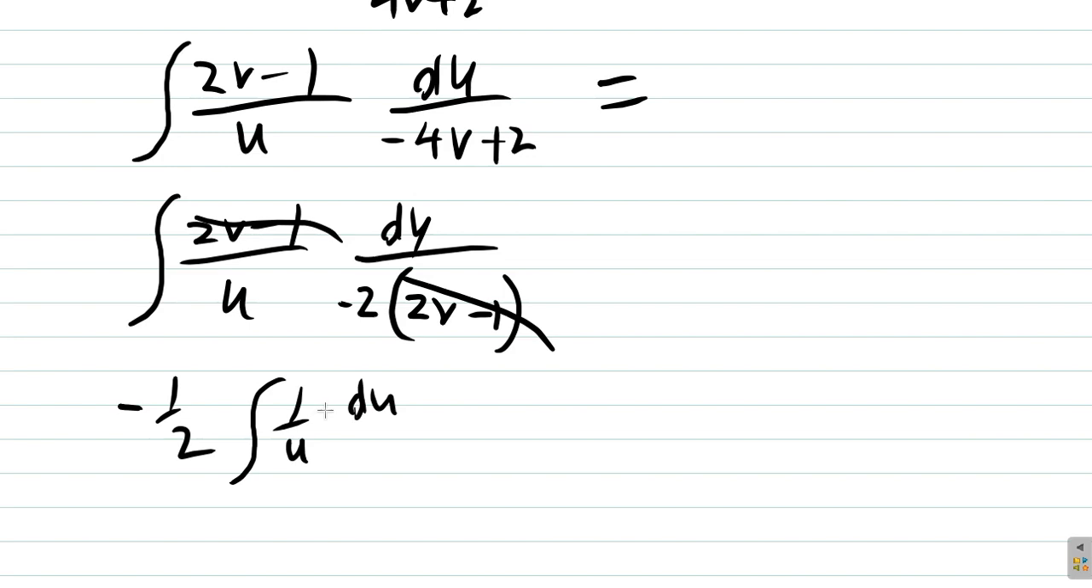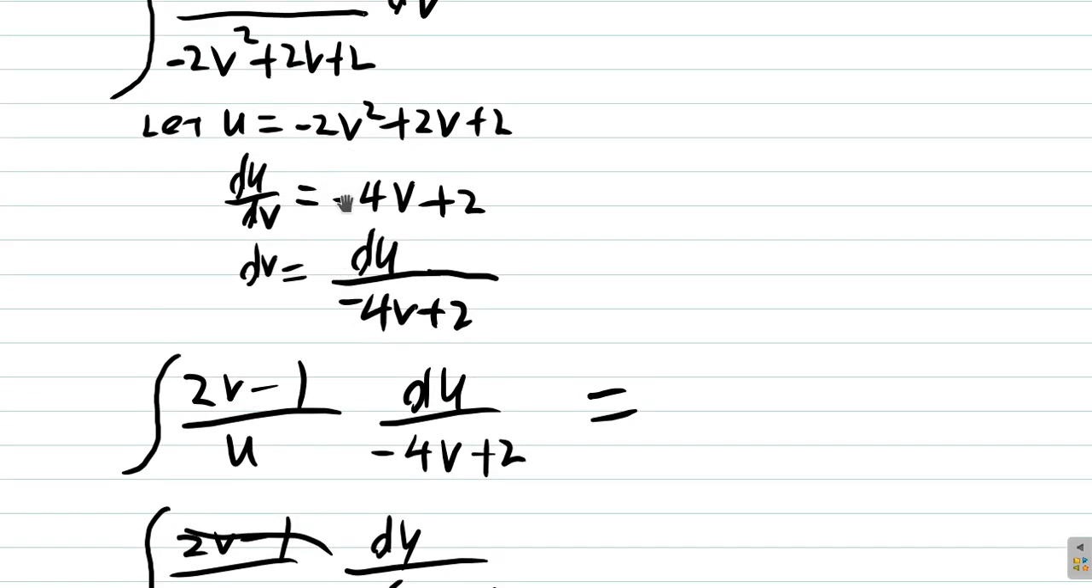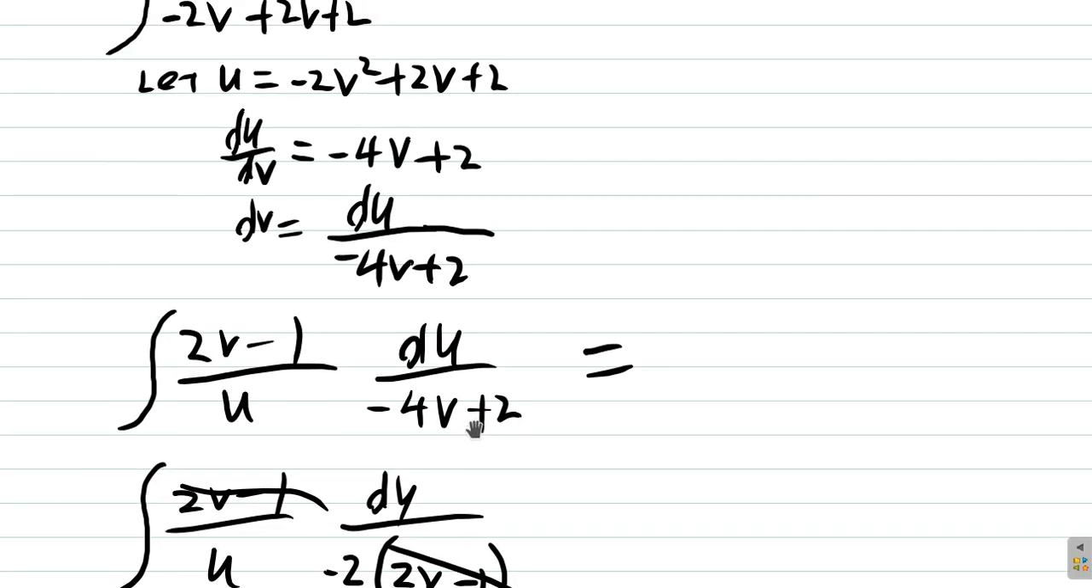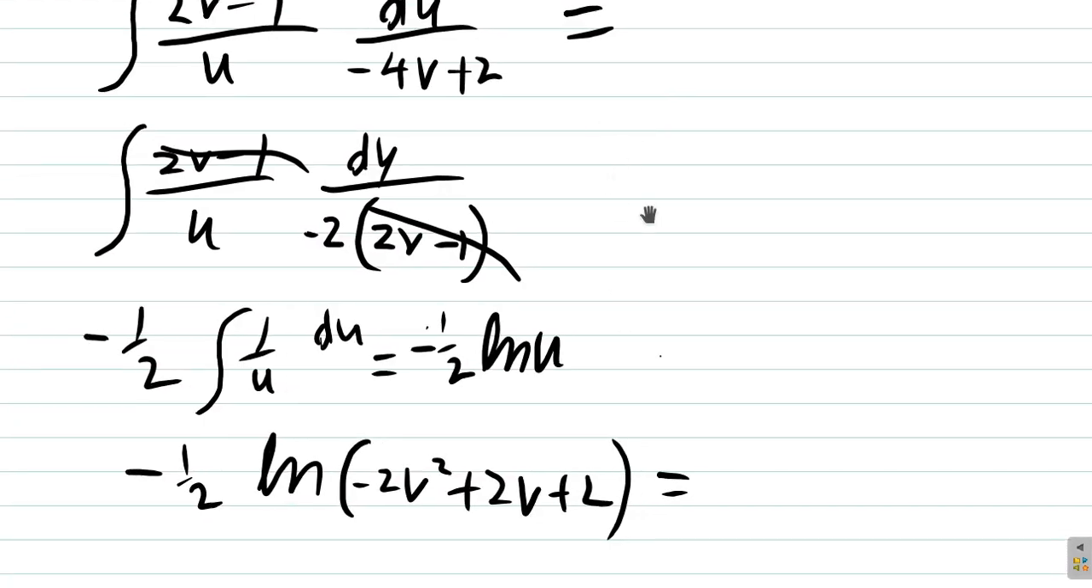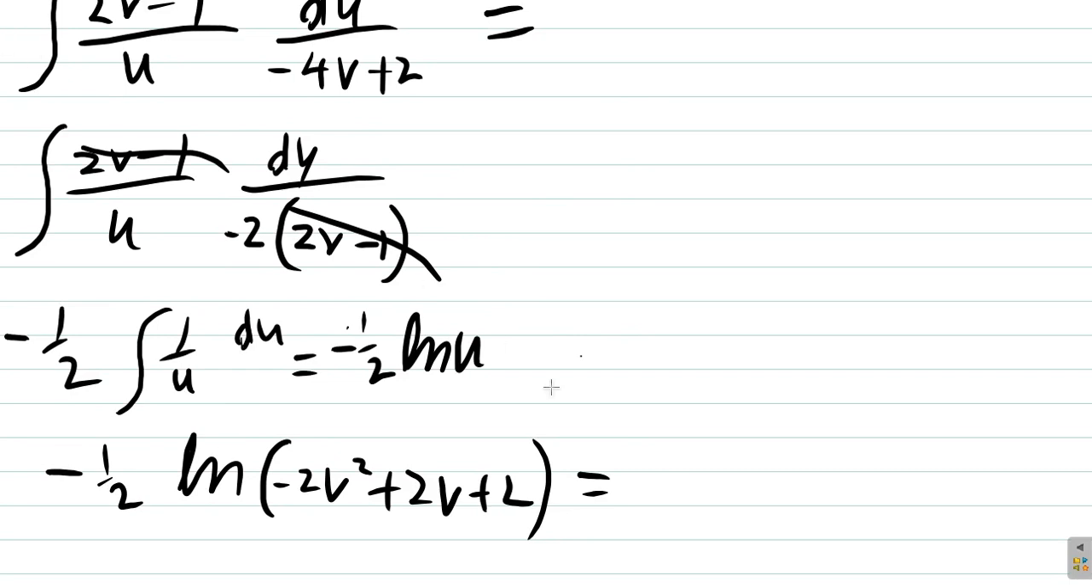Now, this is going to be negative half ln u. We won't put any plus c on the left hand side because we already have it on the right. So what we have, the integral is negative half ln u, but what was u again? U was negative 2v squared plus 2v plus 2. And what was this equal to again? Ln x plus c. Can't scroll down anymore. Run out of space vertically. Ln x plus c.